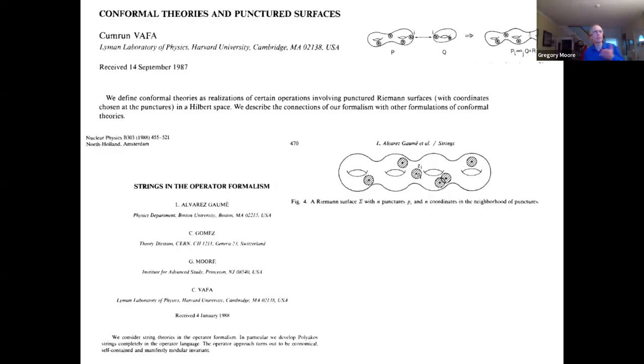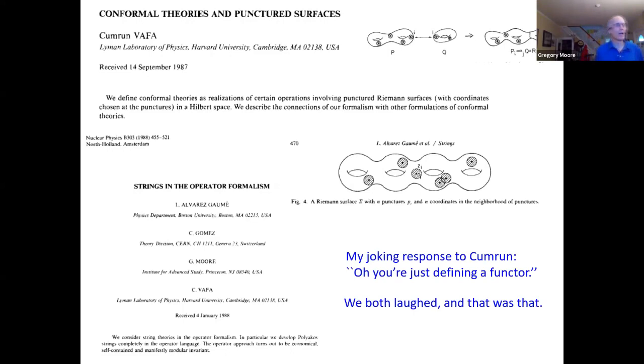And I remember when Kumran told me about this idea, I joked with him. I said, "Oh, Kumran, this is nothing. You're just defining a functor." And we both laughed, and that was that. But as we'll see later, that idea, combined with a knowledge of bordism theory in the hands of Graeme Segal, led to a very profound remark. But we just thought it was a joke.